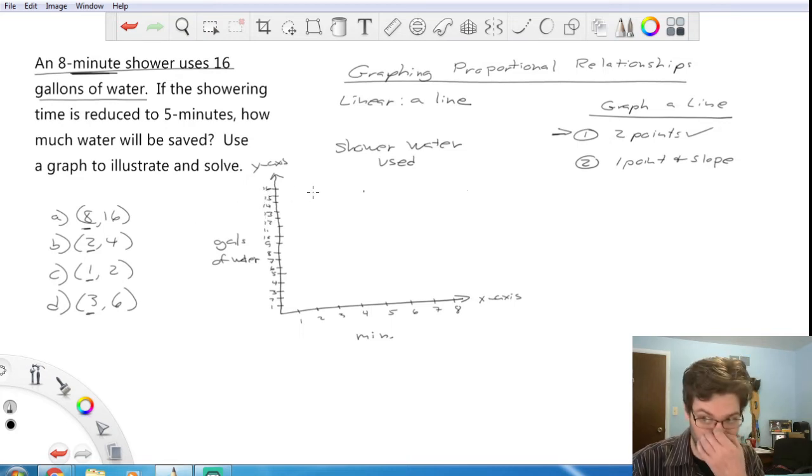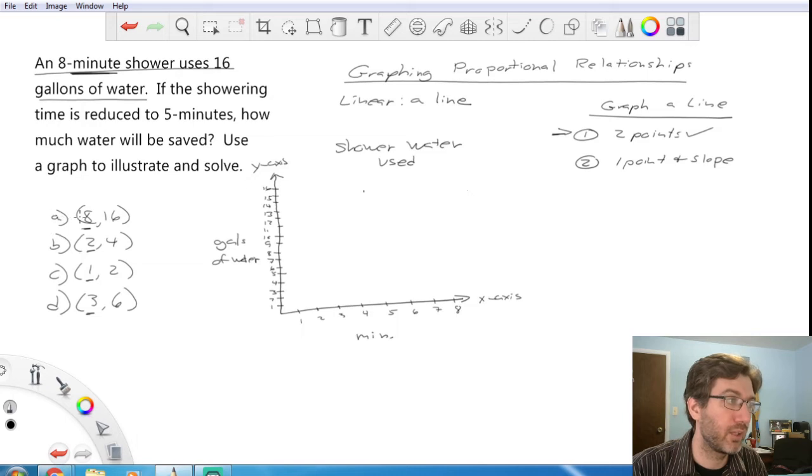And please just try your best to keep things neat. Doing this on the computer is not the most ideal way for me to do this. But we have our graph, we have our title, we have our labels, we have our scales, and now we're going to plot our points.